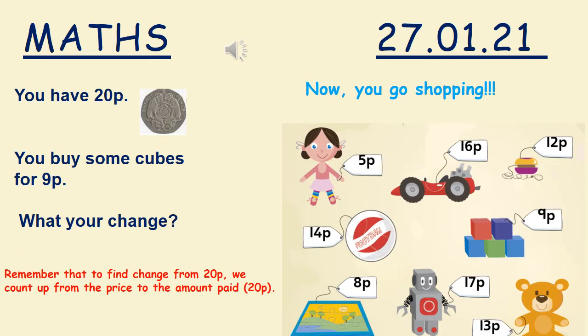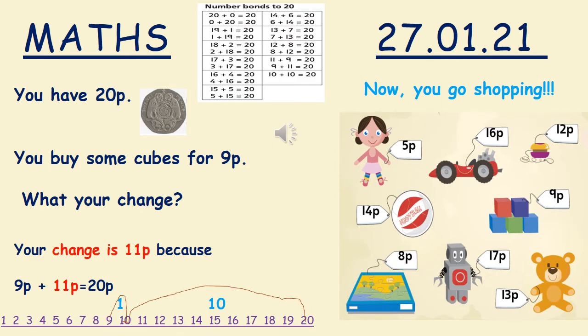Now I'm giving you 20p. You buy some cubes for 9p. What is your change? Find that out for me very quickly. Okay? Okay, let's see. You've got 20p and you bought your cube for 9p. So what's your change?